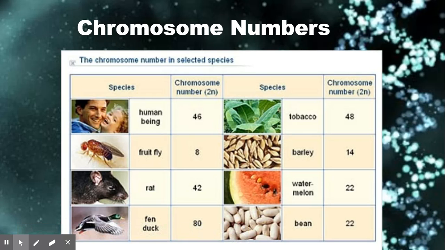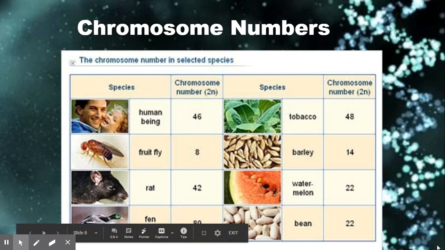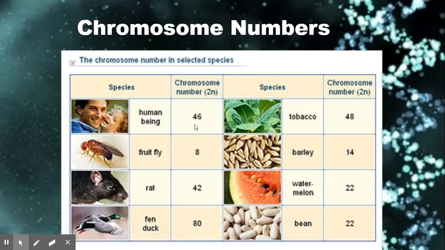Different organisms have different numbers of chromosomes, and it would make sense to think that the more chromosomes something has, the more complex that organism might be. But really, that's not necessarily the case. Beans have 22 chromosomes. Humans have 46. The duck shown below, 80. Tobacco has more chromosomes than humans. So just because something has more chromosomes doesn't necessarily mean that it's a more complex organism. There can be lots of different variations within that species that can allow for lots of different chromosomes.